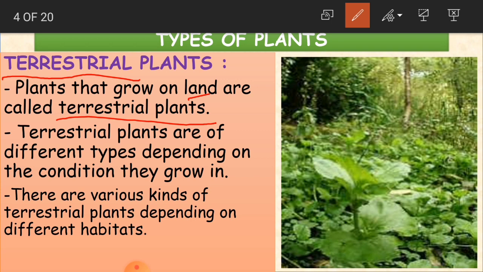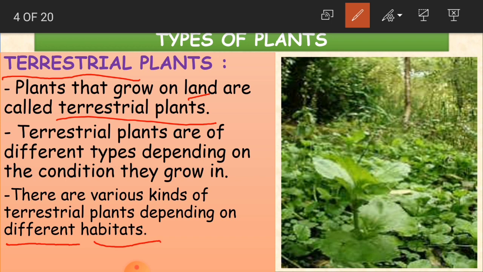Terrestrial plants are of different types depending on the conditions they grow in. I already said that plants grow in different types of climatic conditions and different places also. So we have different types of terrestrial plants. There are various kinds of terrestrial plants depending on different habitats.